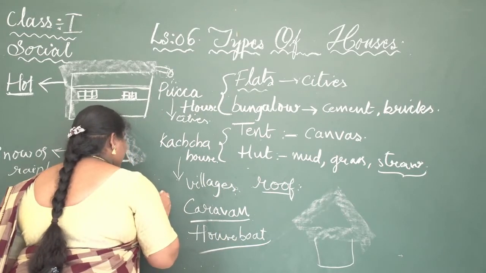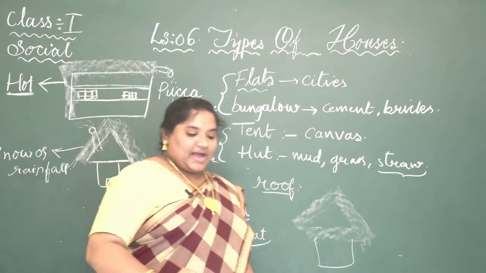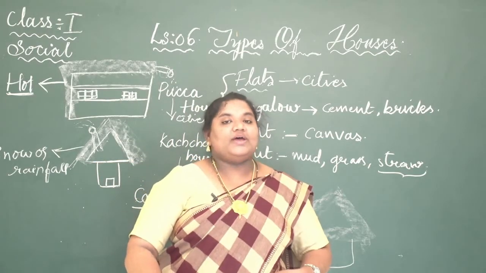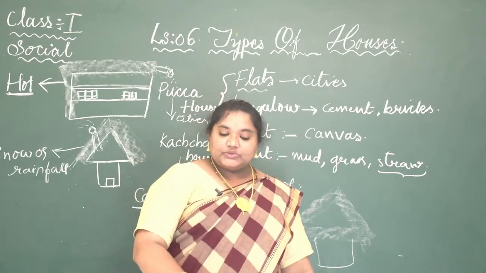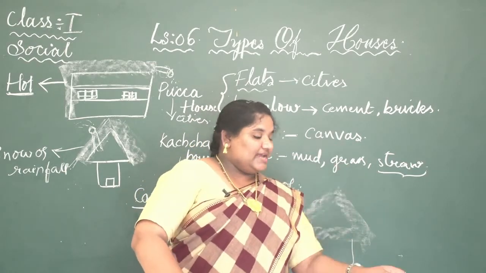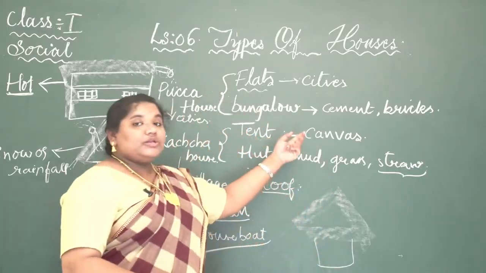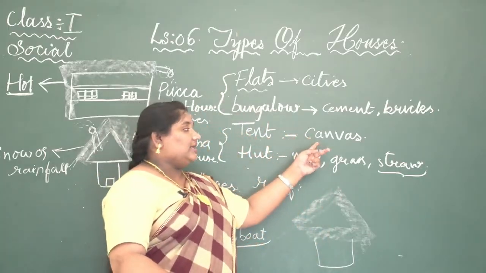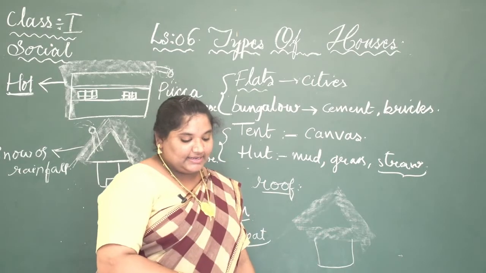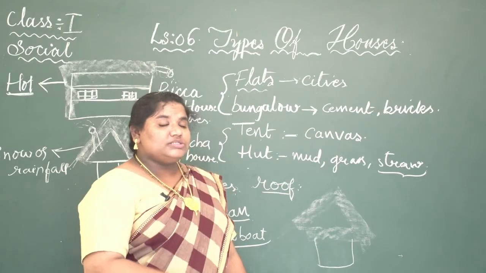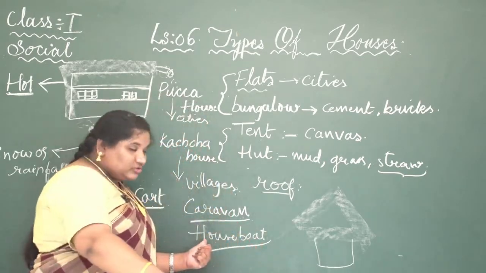C-A-R-T, cart, where the house is pushed by the animals. Then you see here nails are used, ropes are used, and canvas is used. So canvas is used, and the house is called, exactly right, a tent. Then this house is constructed on water. What is it called? Houseboat.